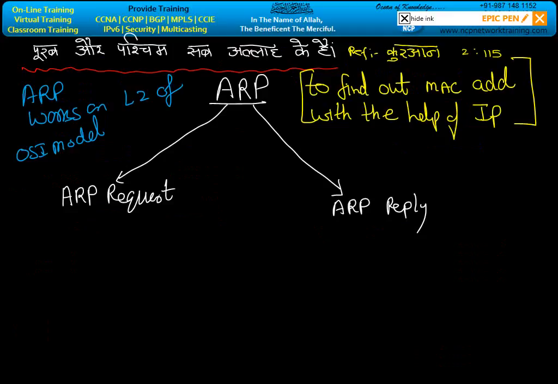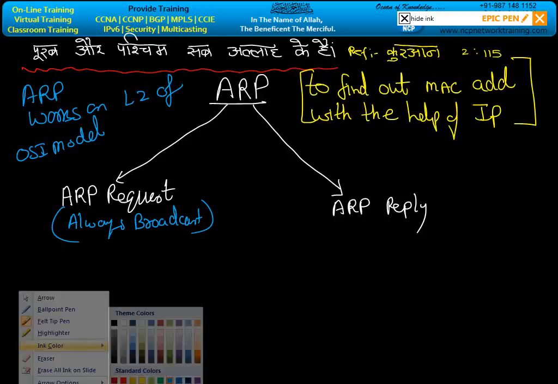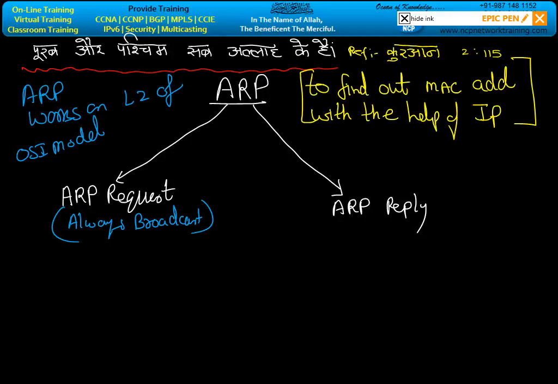ARP request is always broadcast. And the information on layer 2 is known as a frame. Whatever the information, or you can say data, on layer 2 is called a frame.